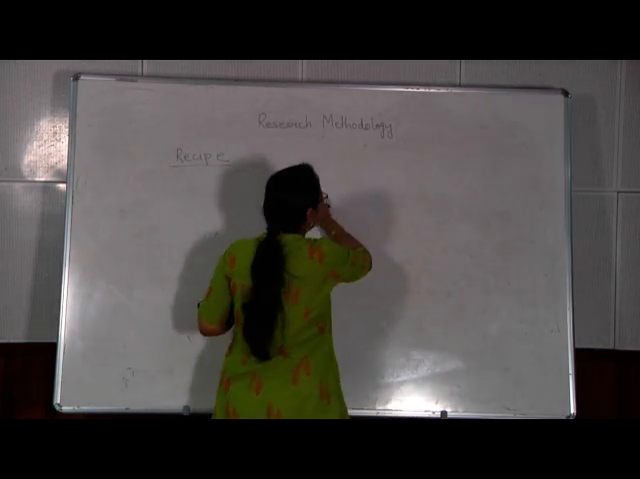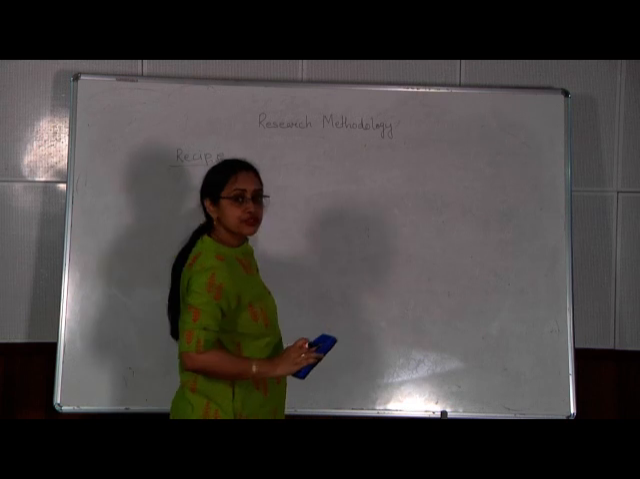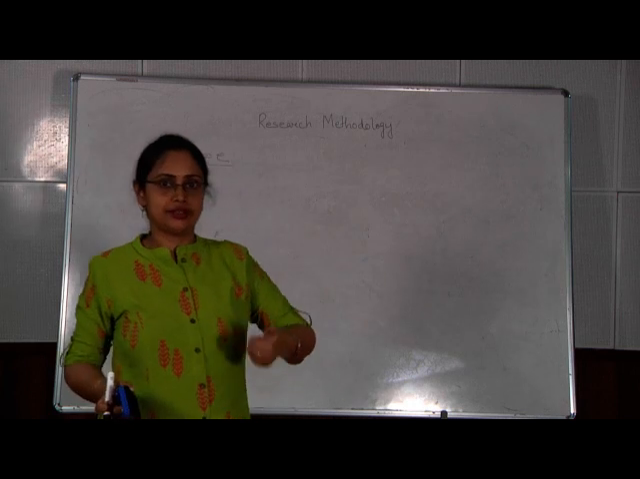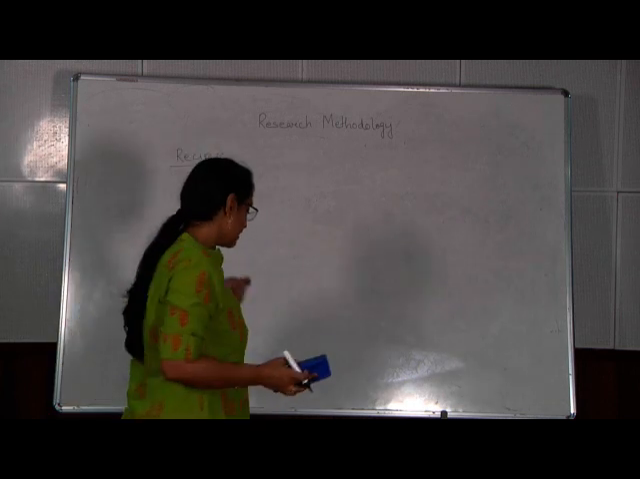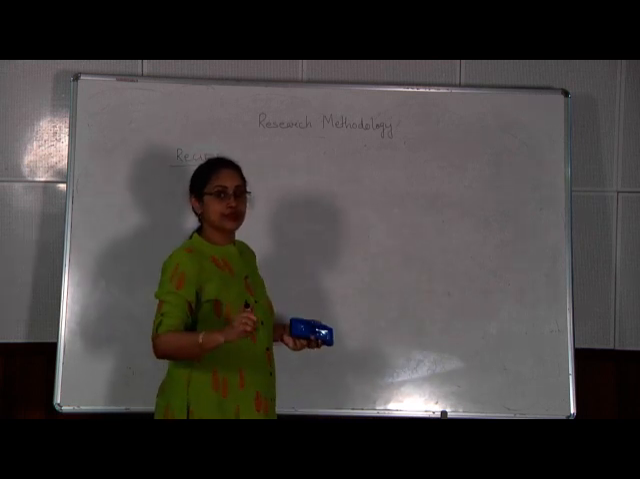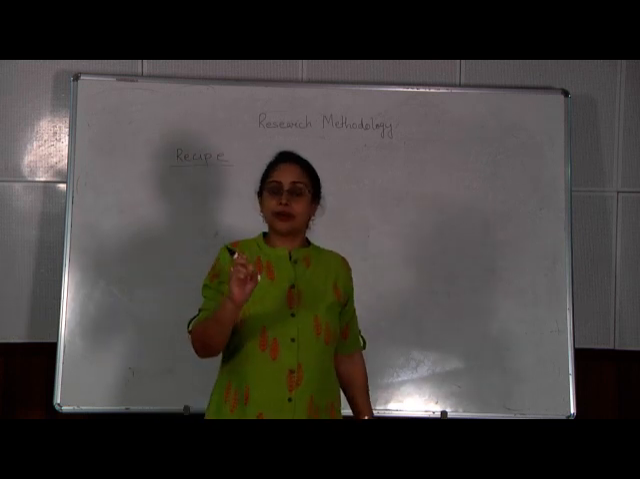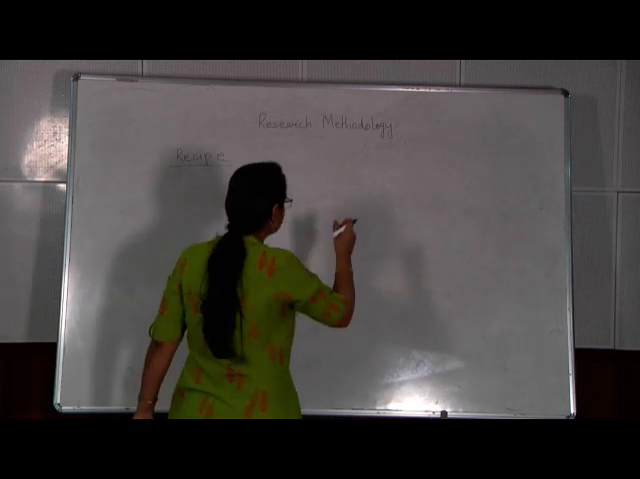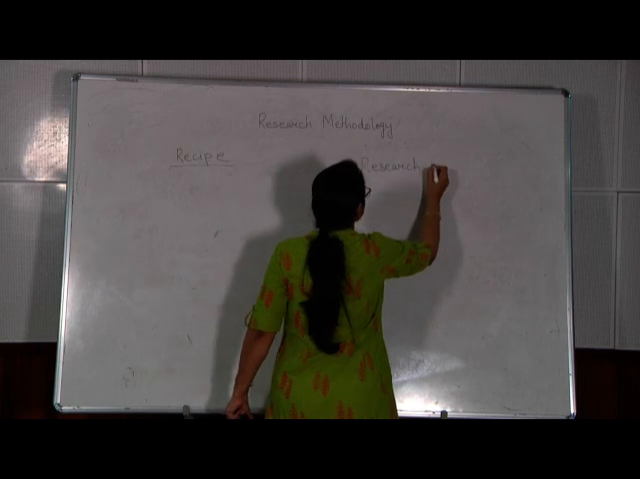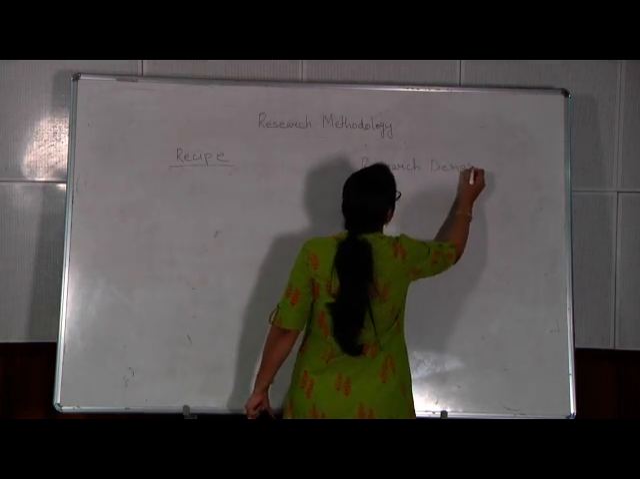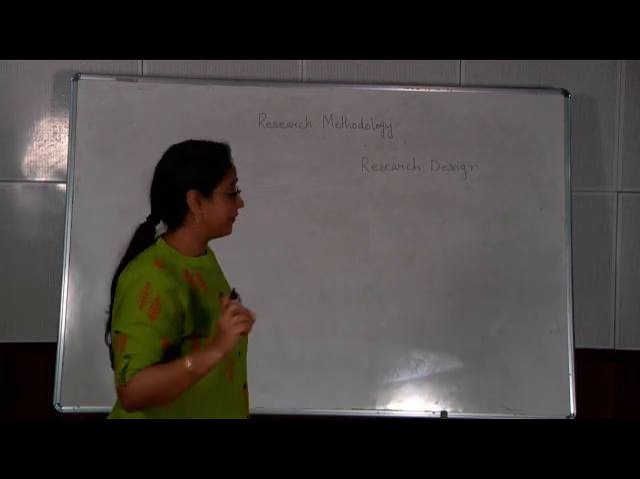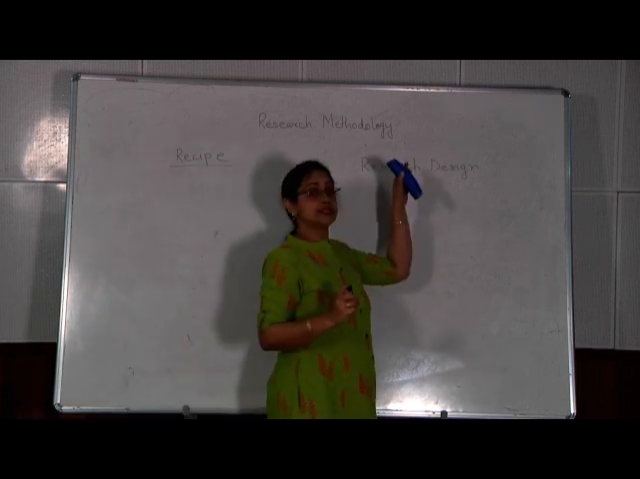Now, coming back to the starting point of the recipe, where you are trying to tell people what type of dish it is: veg, non-veg, continental, breakfast, dinner item, main course item. That bit, where you tell or inform about the basics of your research, is called the research design. So that's your first heading for your research methodology chapter.